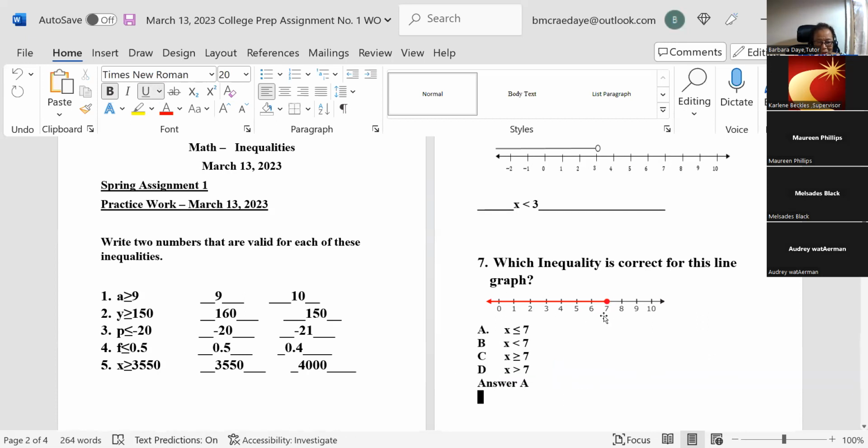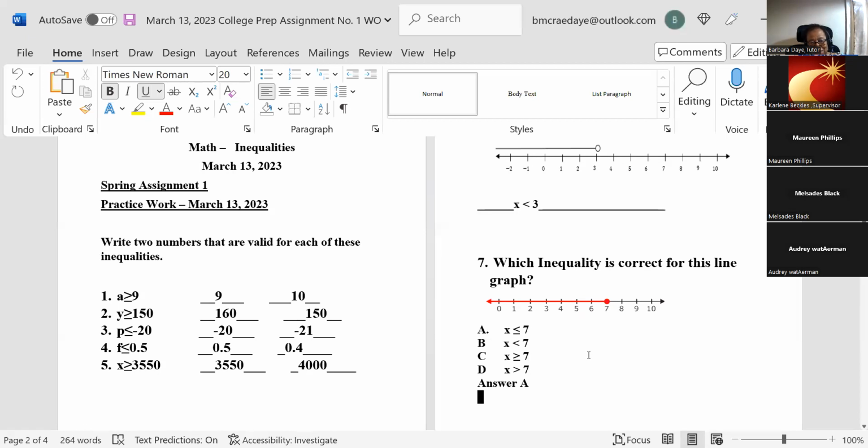And the closed dot is on the 7. That means your inequality symbol has to be greater than or equal or less than or equal. That's why you can eliminate B and D. And since you're going in this direction, that's a decrease, right? All these numbers are less than the 7. So on the 7 is an equal, less than are all these numbers 6 through 0. So answer A. Any questions on number 7?